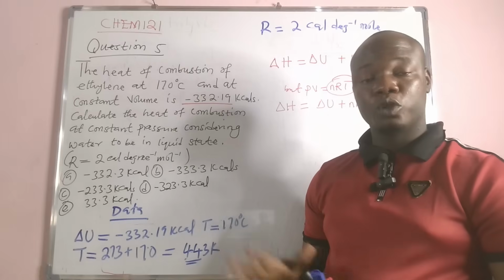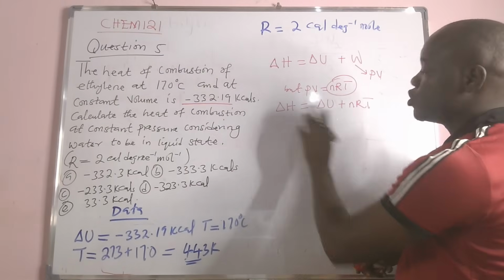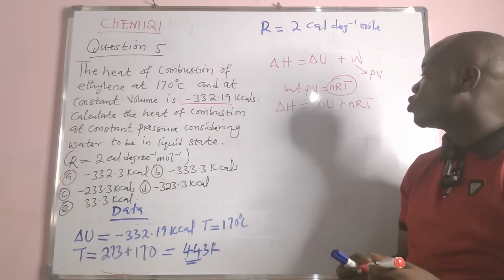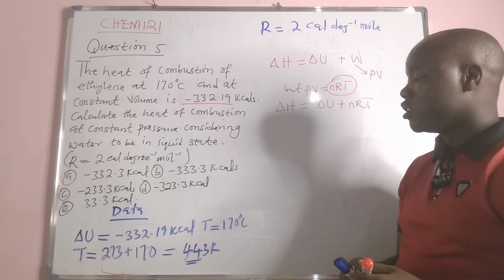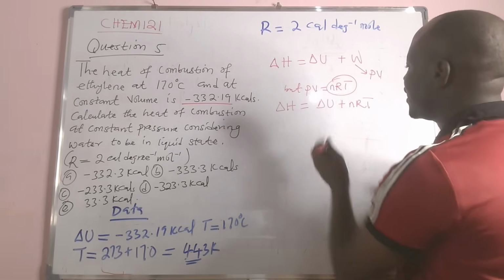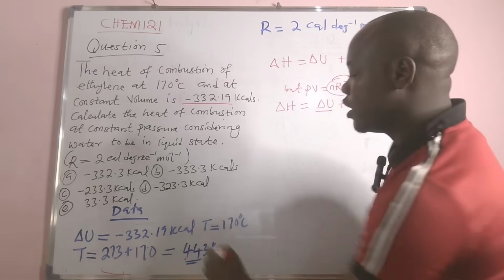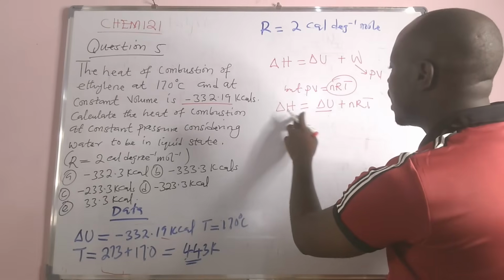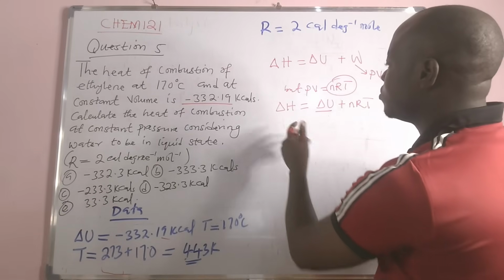But this is how to solve so many of the questions from here. So as we can see here, we now substitute: delta H is equal to delta U plus nRT. So as we can see clearly here, we have the change in internal energy as this, and we are also to calculate the heat of combustion at constant pressure.